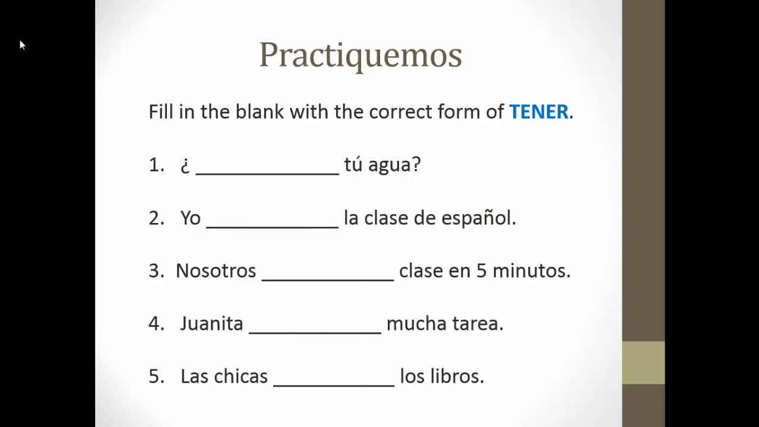Número 4. Juanita is our subject. Juanita is a girl's name. Therefore, it's like saying ella. So the form we need is tiene. Juanita tiene mucha tarea. Juanita has a lot of homework.